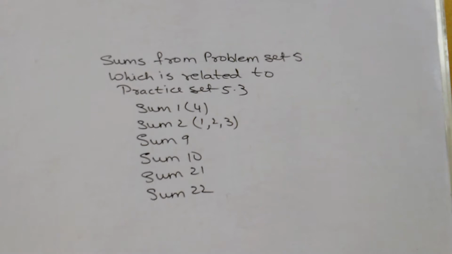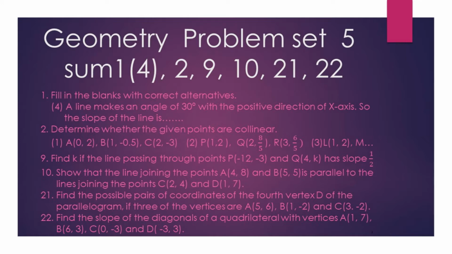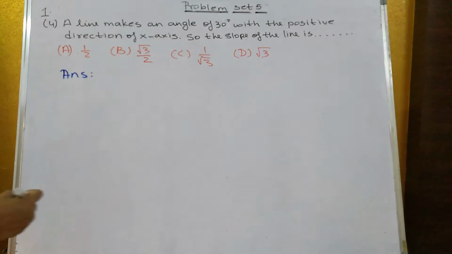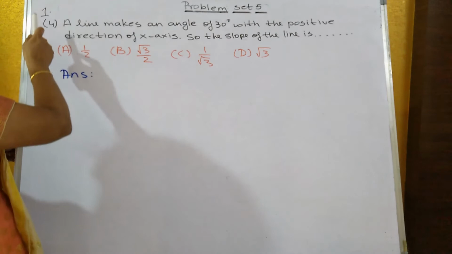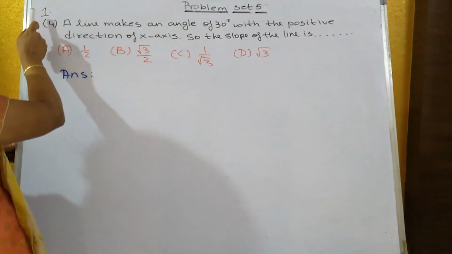Now the sums from problem set 5, which is related to practice set 5.3, are: sum number 1, choose a correct alternative in sum number 1, the fourth one. Then sum number 2, there are 3 sums, 1, 2 and 3. Then sum number 9, sum number 10, sum number 21 and sum number 22.